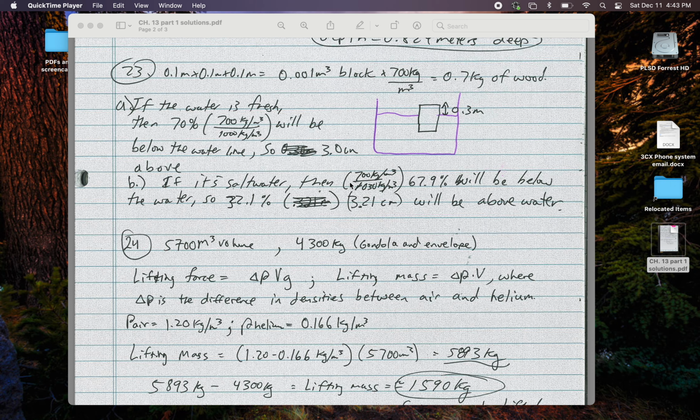If it's salt water, then a smaller percentage will be below the water line, 67.9%, so 32.1% would be above the water line, so it's 3.21 centimeters above the water line.